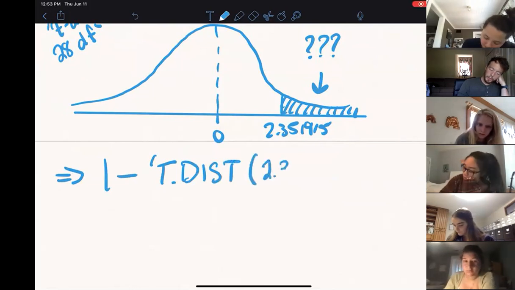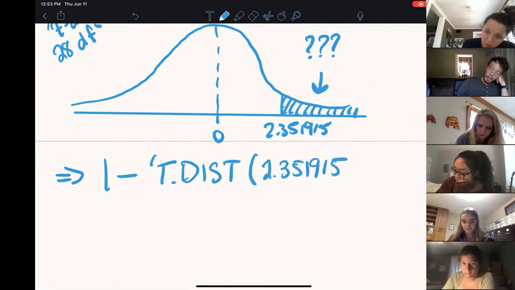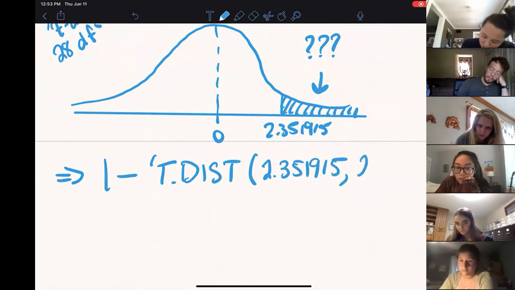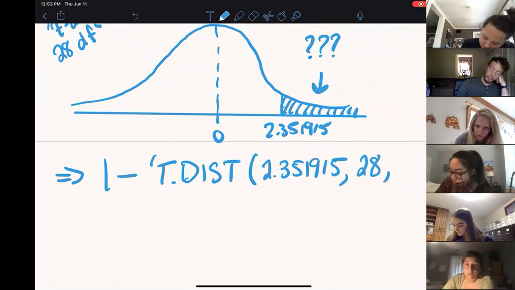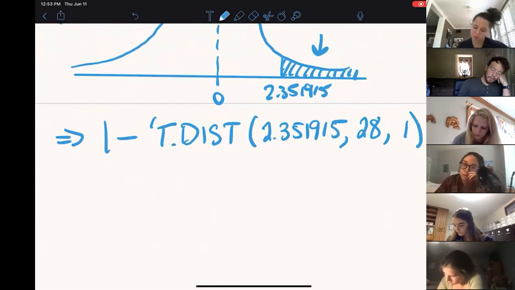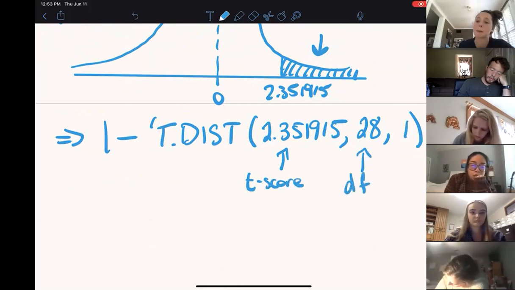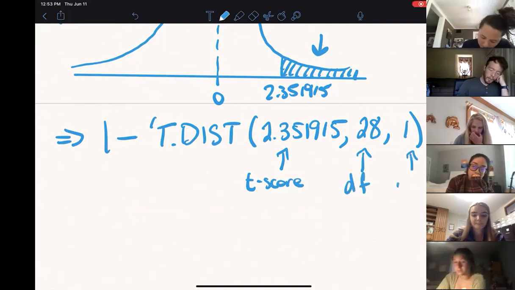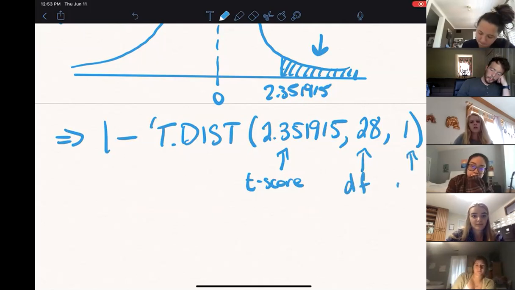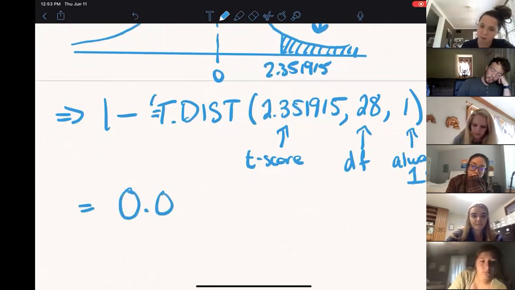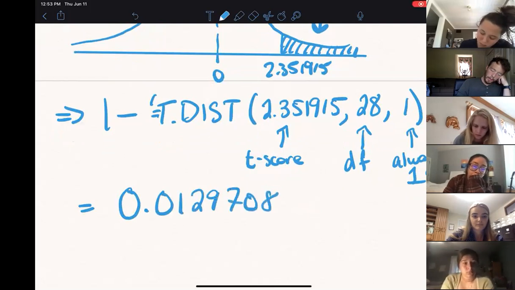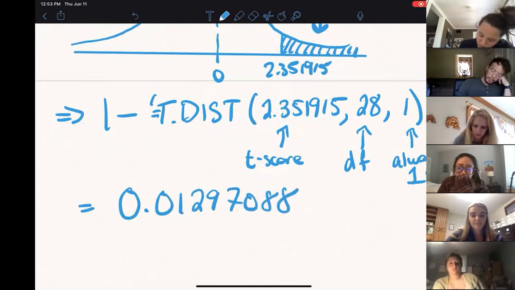And you just put in your t-score. And then comma, your degrees of freedom. And then comma 1. Just like how we do a comma 1 for the norm.s.dist function, we have to do it again here. So this is the t-score. This is degrees of freedom. This is just always 1. Okay? And if you were to do this, this would turn out to be 0.01297088.